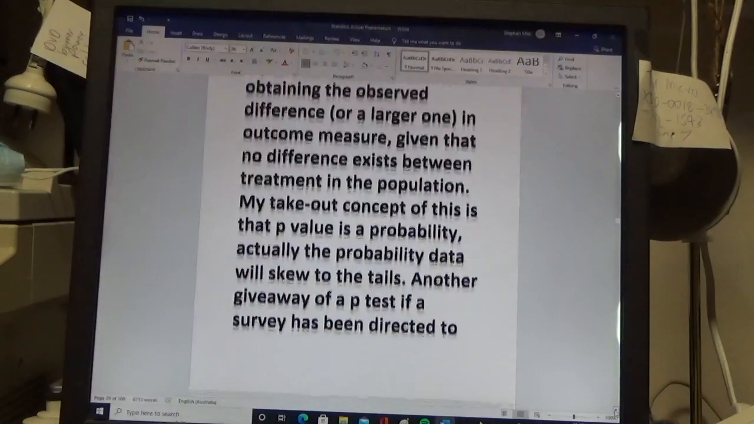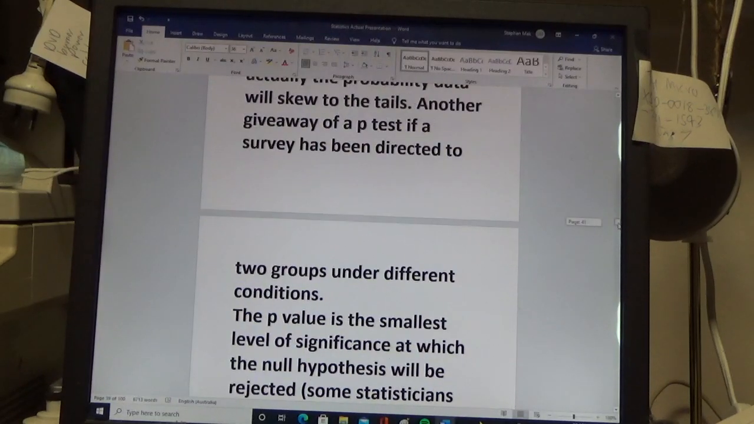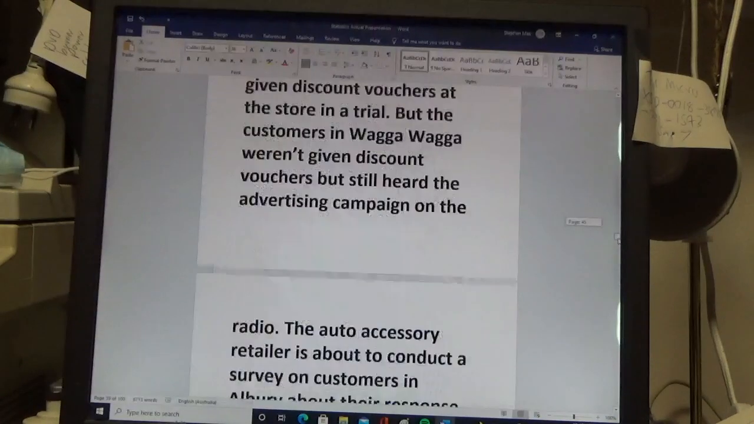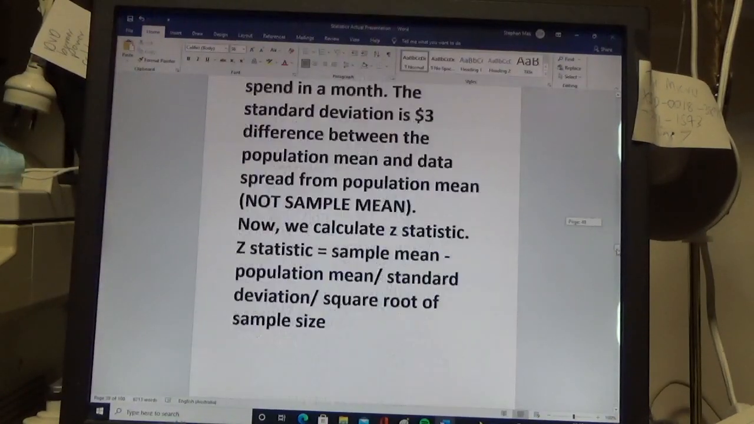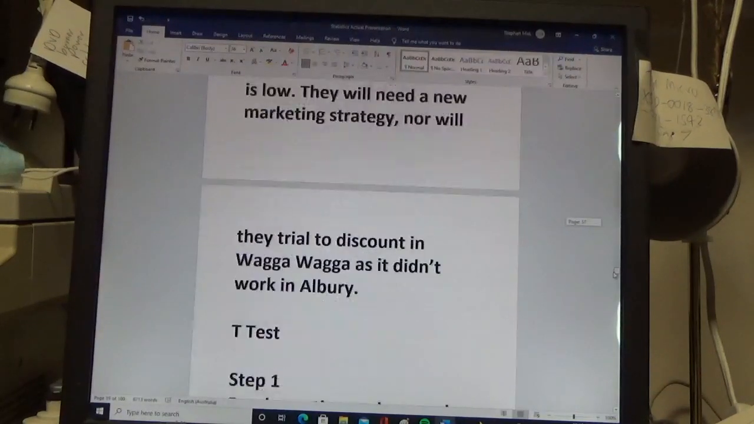Yeah, just trying to get to multiple regression. Sorry. Quick.